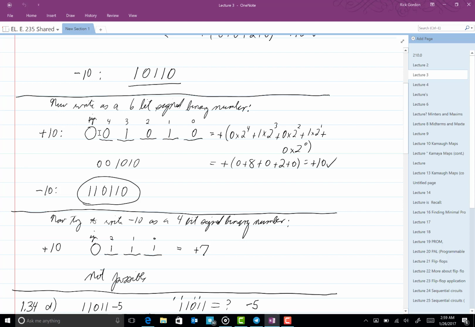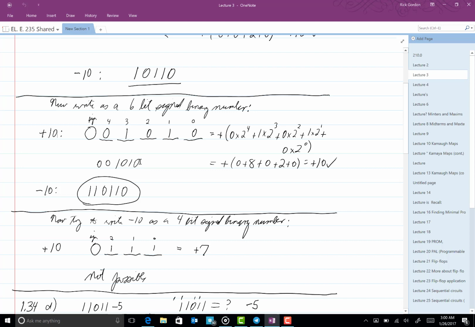Here the sign bit is 0, so that gives us this positive sign. And then we have 0 times 2 to the 4th, plus 1 times 2 cubed, plus 0 times 2 squared, plus 1 times 2 to the first power, plus 0 times 2 to the 0th power. And so this does work out to be positive 10. And so now that we know that positive 10 written as a 6-bit signed binary number is 0 0 1 0 1 0, now we take the 2's complement of that to find negative 10 as a 6-bit signed binary number in 2's complement form.